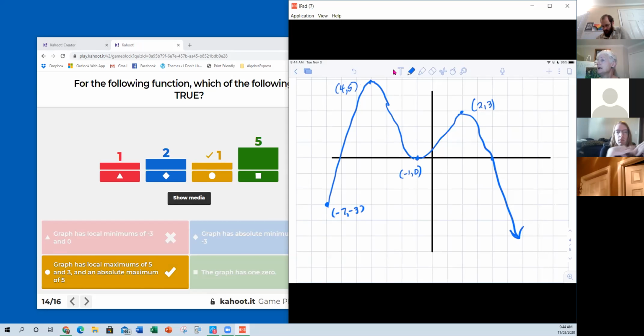And then the graph has 1, 0, and that's not true because there's a 0 where it crosses the x-axis, there is a 0 where it touches the x-axis, and there's a 0 where it crosses the x-axis. So anywhere it crosses or touches the x-axis is considered a 0.